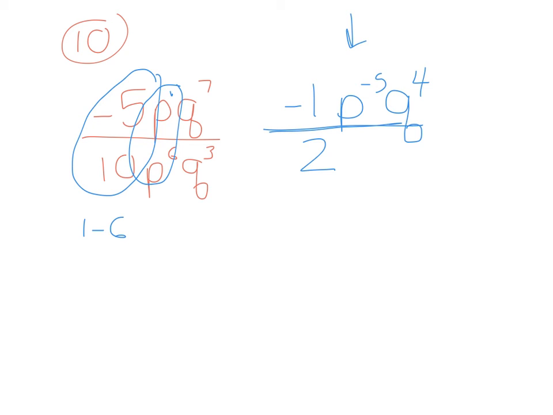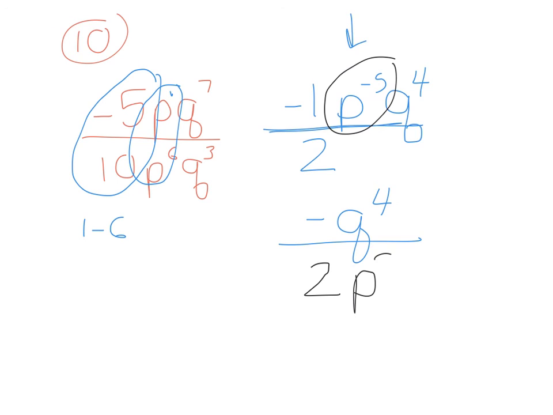Now to finish my problem, all I have to do is get rid of that negative exponent. So I'm going to write negative Q to the 4th on top, and this has got to come down to the bottom. So I have a 2 on the bottom, and now P to the 5th. And that's the final answer for that one.